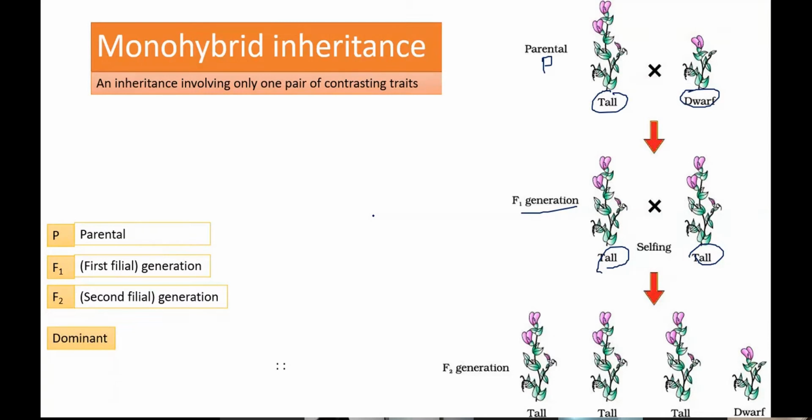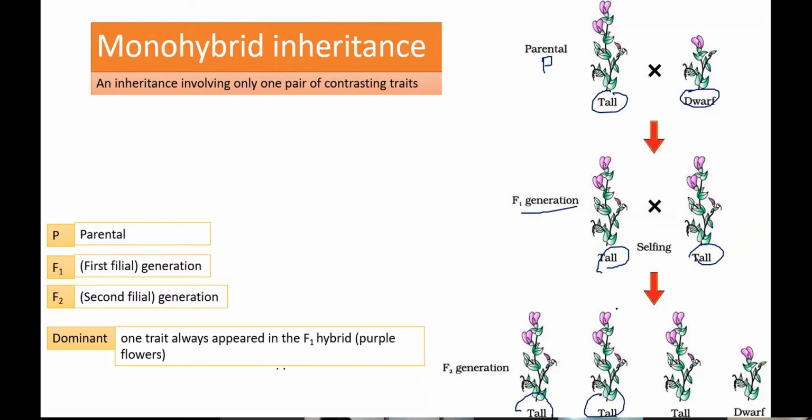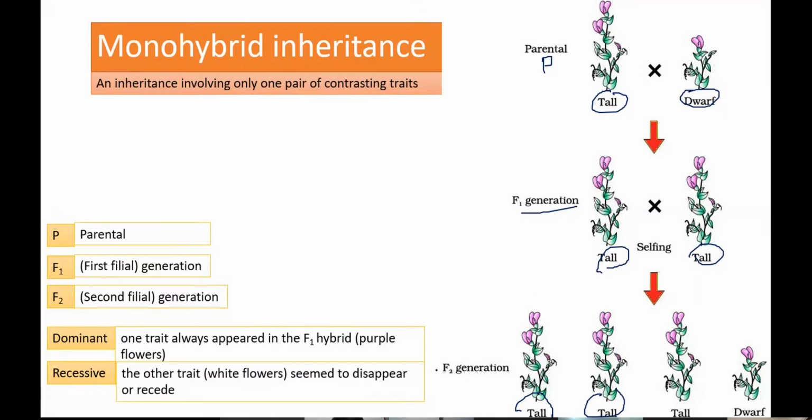And then dominant, yeah, what is the dominant trait in this monohybrid inheritance? We can see it from the F2 generation. Tall is dominant, one trait that always appears in the F1 hybrid. Tall, tall, tall, tall, and tall. We can see tall as the dominant trait. And then, because tall is dominant, dwarf is recessive. Is it tall?